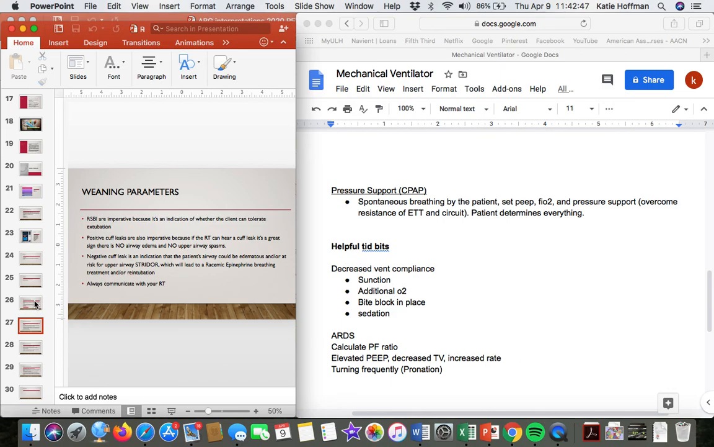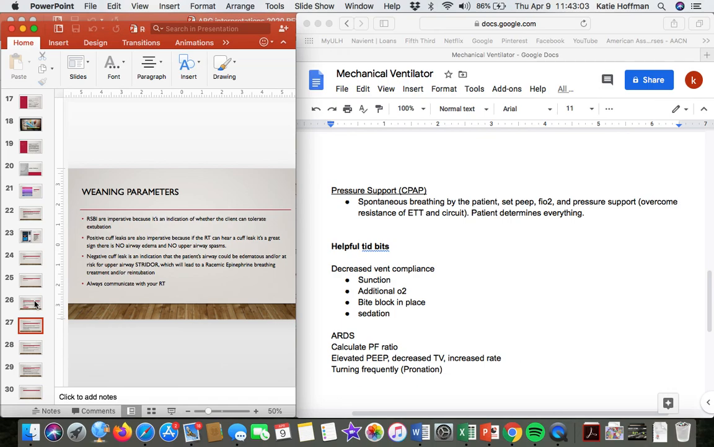Negative 20. You want your NIF to be more negative. So if it's negative 10, that's not good. The more negative it is, the better. So if it's negative 20, great. If it's negative 40, outstanding. That tells me that their diaphragm is intact.